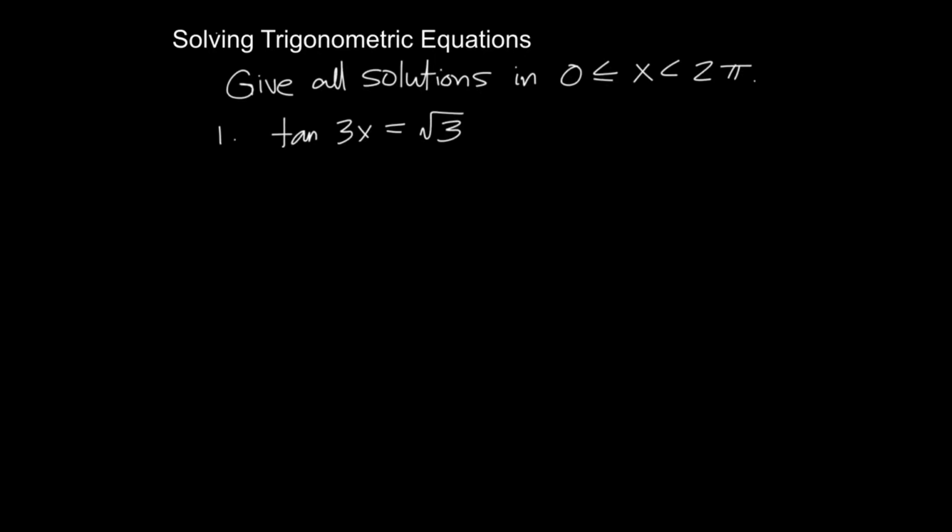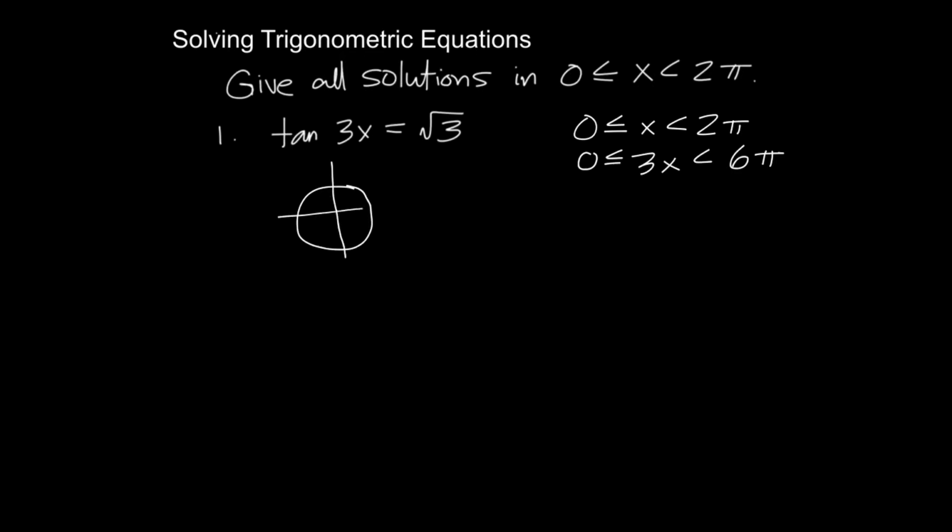Let's begin. Example 1 says tangent of 3x equals root 3. Now before we begin, if we want our solutions to be between 0 and 2 pi, but this problem says 3x, we are going to multiply 0 to 2 pi by 3. So we want to work with angles between 0 and 6 pi. So we think in the unit circle, where on the unit circle will there be a tangent value of root 3? Positive root 3, that is.